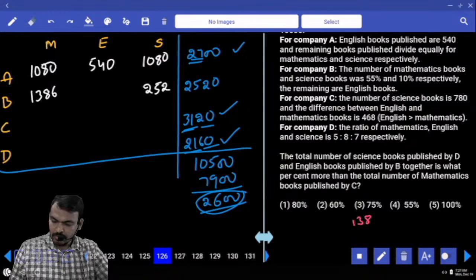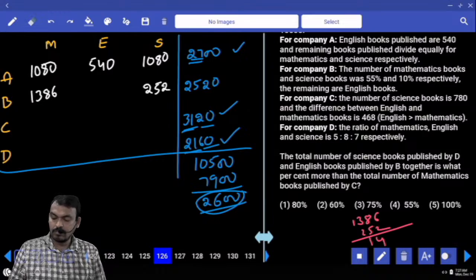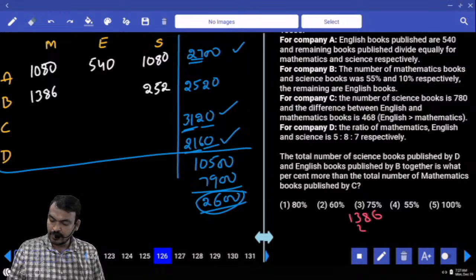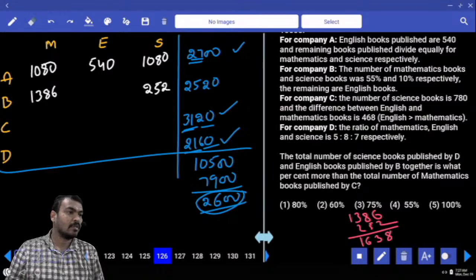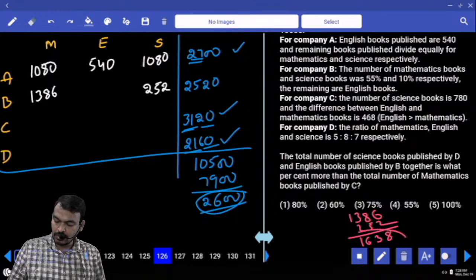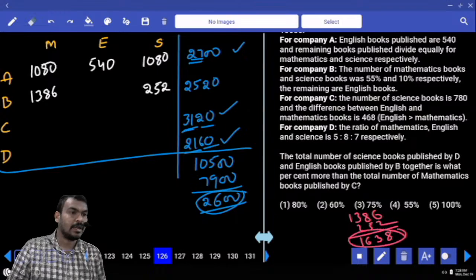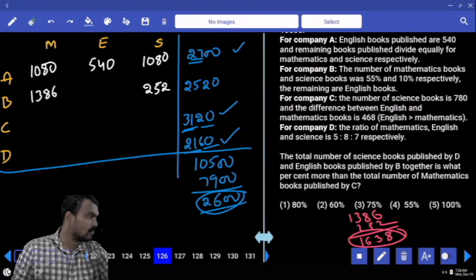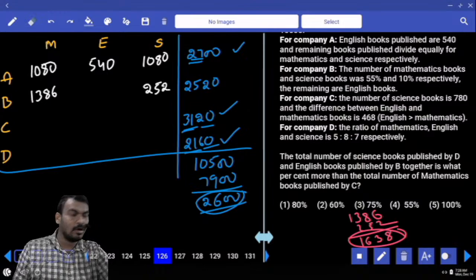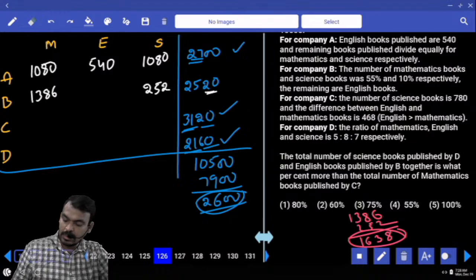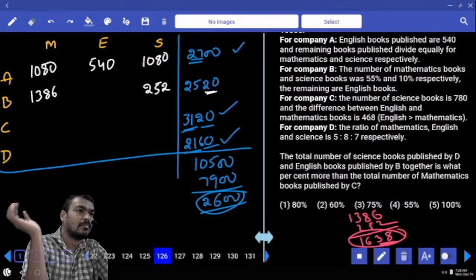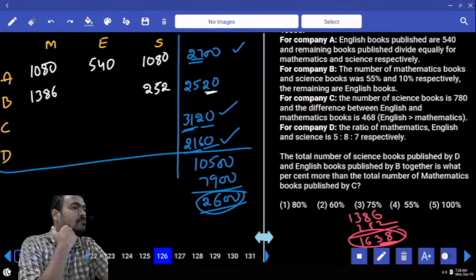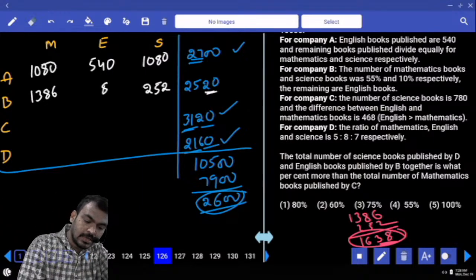1386 plus 252. Both are adding how much? 1638. Out of 2520, we are subtracting 1638, or 120 minus 38. 120 minus 38, how much? 82. End with 82.